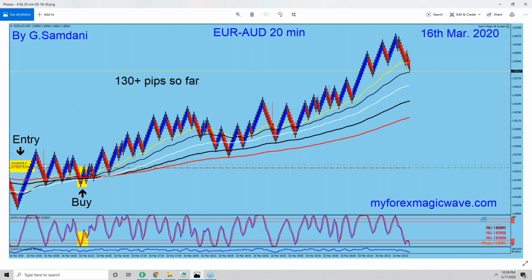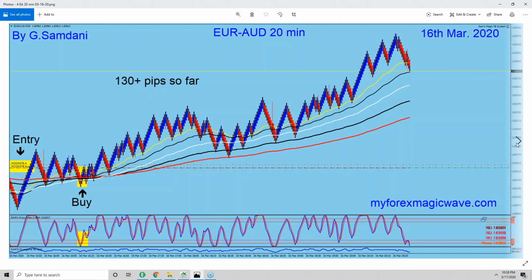The next trade you can see here on the 16th, Euro Aussie again, after the retracement, after that big move. That big move happened, 350 pips, then it dropped, and then it started to go up again, and I got in again, and I made 130 pips one more time on the 16th, the same day. This is how crazy this market is right now.